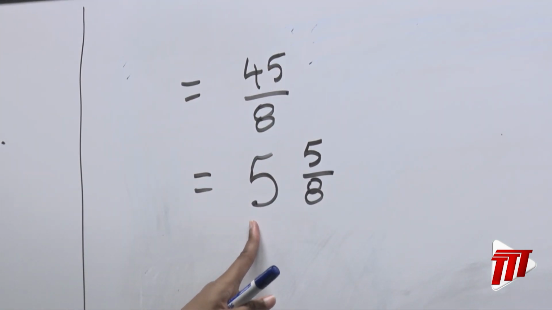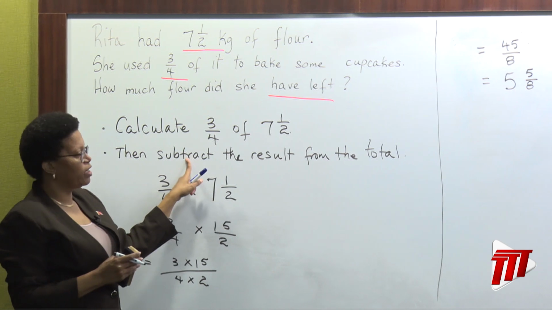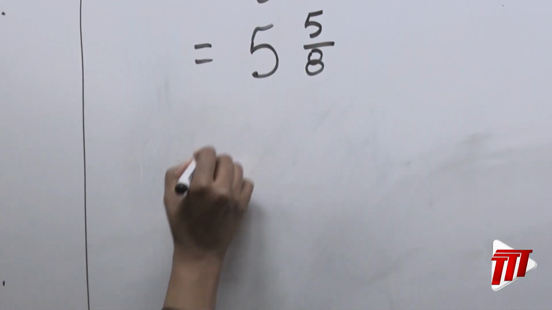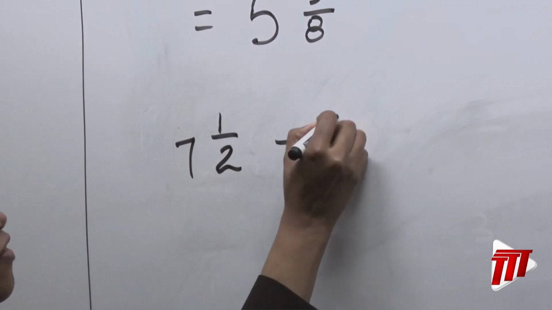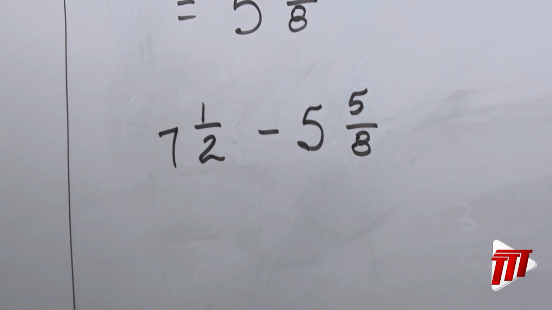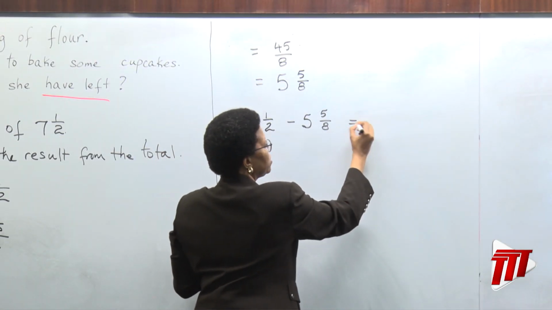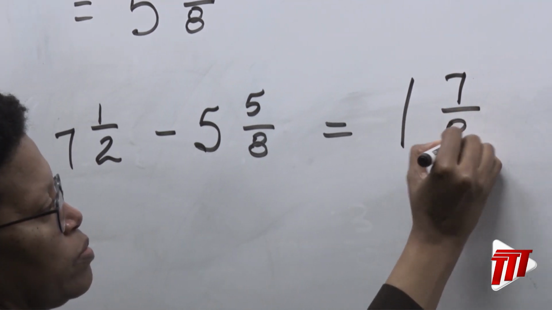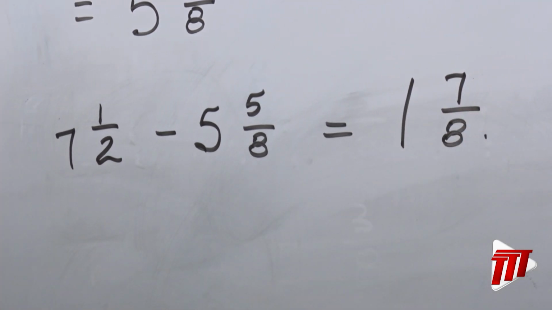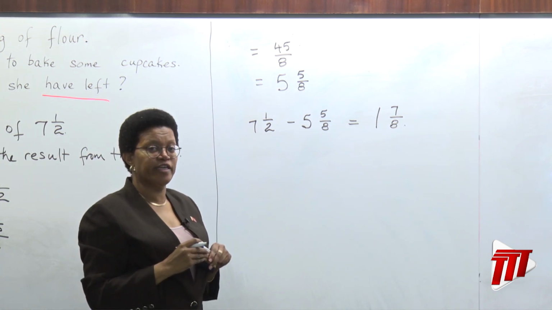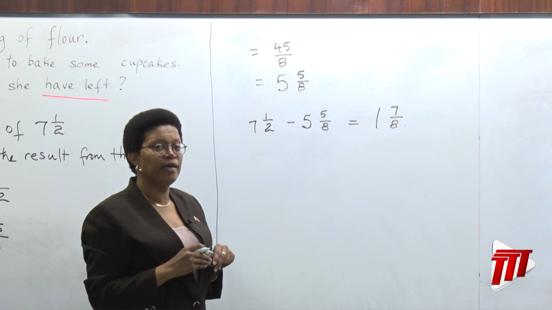Just as we did before, we can now subtract the result from the whole. 7 1/2 minus 5 and 5/8. This we calculated earlier. Our answer was 1 and 7/8. Our answer remains: Rita has 1 and 7/8 of a kilogram of flour left.